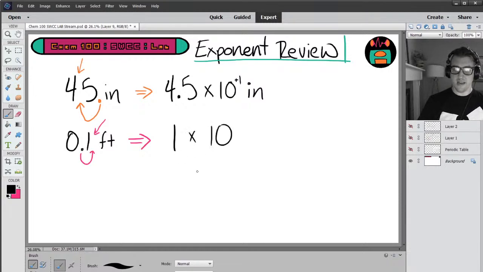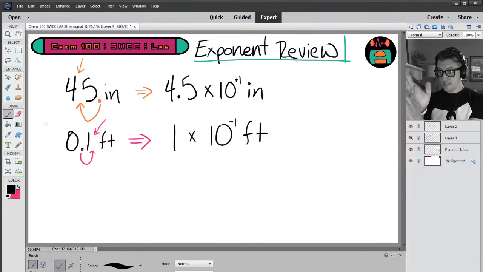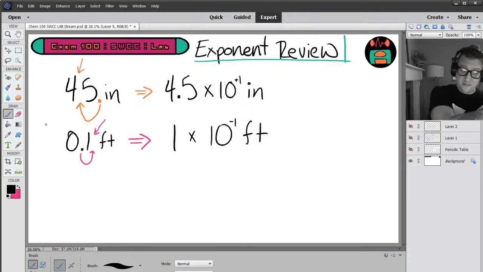Times 10. Now we moved it one space, so we know it's going to be 1 here, but since we moved it to the right, it's going to be negative 1. So this will be 1 times 10 to the negative 1 foot. Again, you moved it one space, so that exponent is 1. When you move it to the left, it's a positive exponent. When you move it to the right, it's a negative exponent.